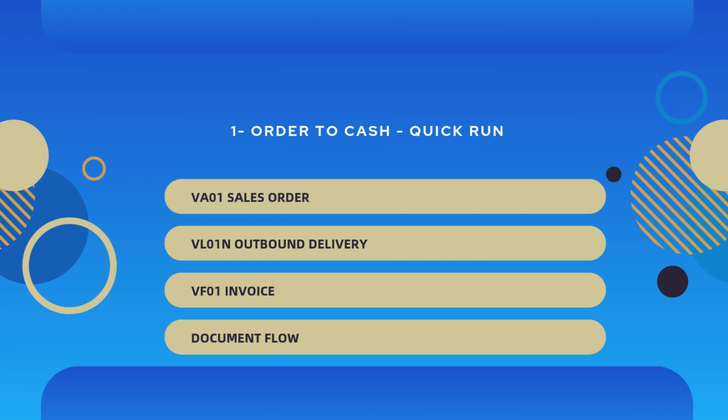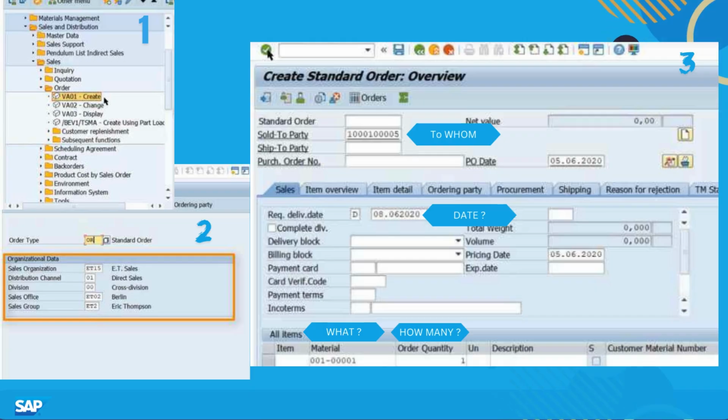You'll learn how to create a sales order using transaction VL1, create an outbound delivery using transaction VL1, create an invoice using transaction VF1. Finally, you'll get familiar with the document flow. Let's begin with sales order entry.